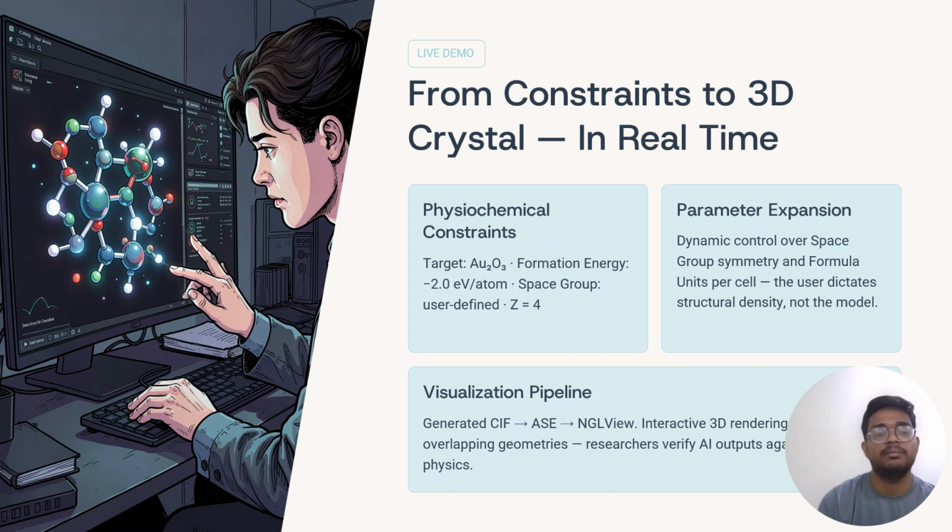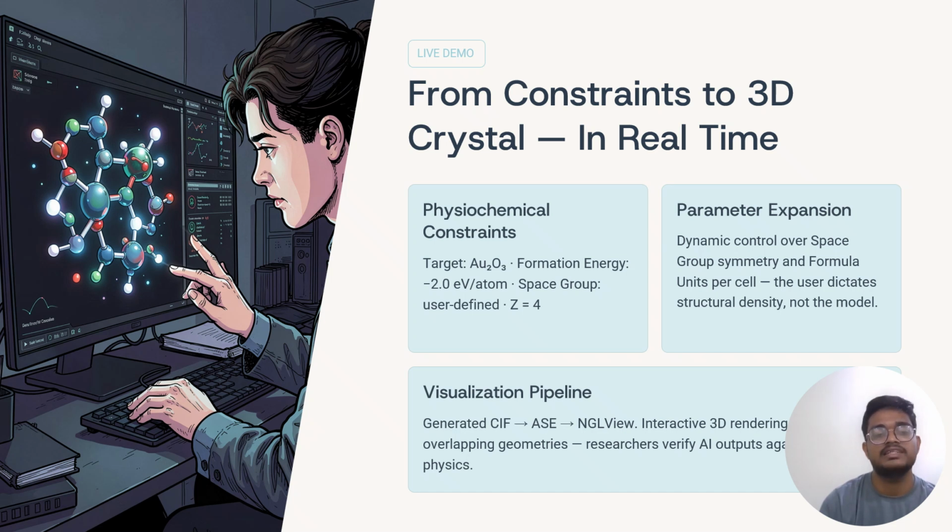Demo pipeline. These slides demonstrate the workflow followed during the generation. The process begins with a user-defined constraint. For example, generate a gold oxide, Au2O3. The target formation energy is negative 2 electron volts per atom. Specific space group, Z value equal to 4. These constraints are passed to the language model. The model generates a candidate crystal structure in CIF format.